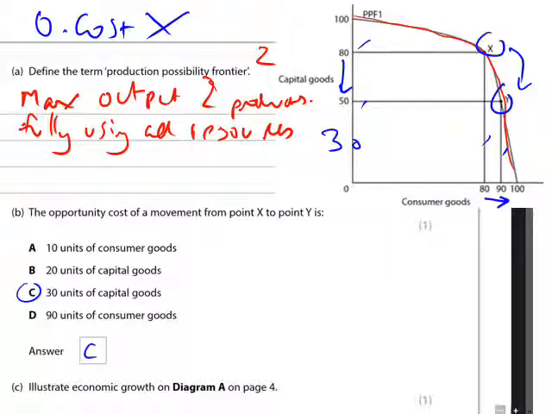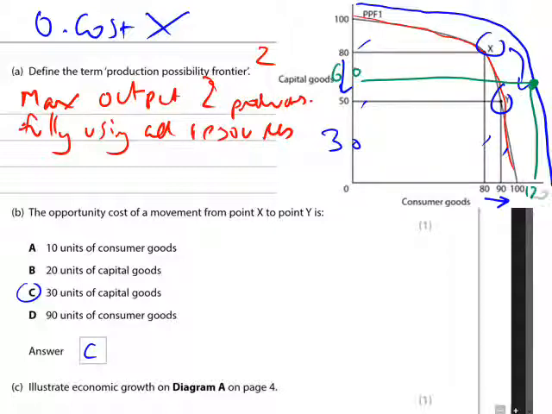Illustrate on the diagram economic growth. So what you would do is just draw onto the diagram the increase in economic growth, which would be a line like that. If you want to be 100% accurate, just add another point and show an increase, maybe 60, 120, in terms of the ability to produce more goods and services.